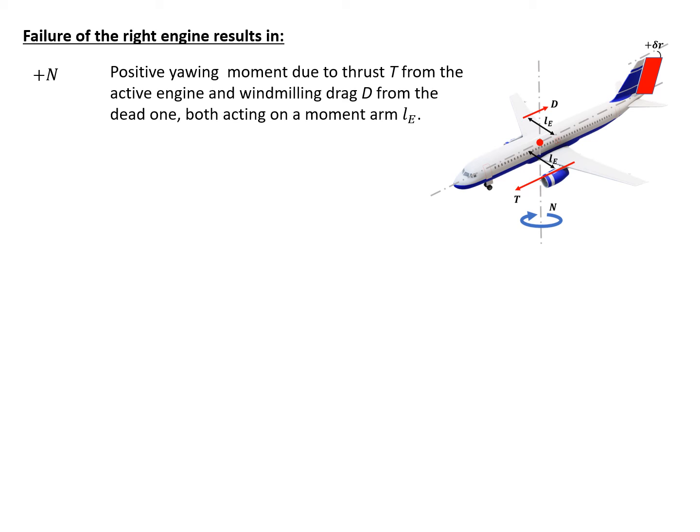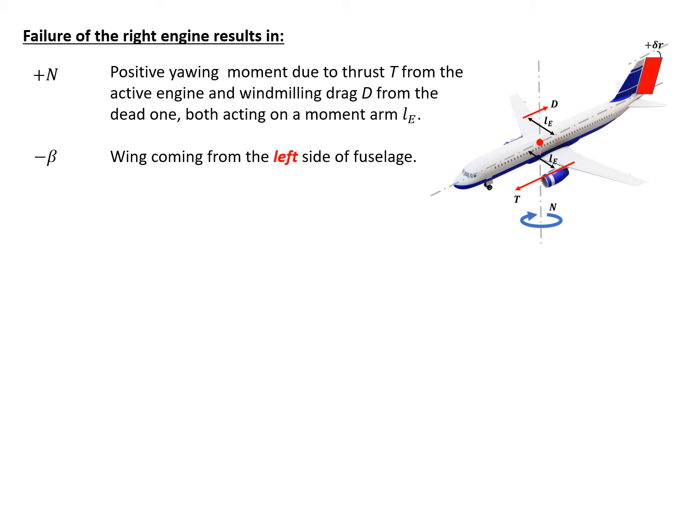And let's do a summary. Failure of the right engine results in a few things. Let's go one by one. First of all, we know there will be a positive yawing moment produced, and this is due to the thrust T from the active engine and the windmilling drag from the dead one, that's the right one in this case, both acting on moment arm LE. So that will produce, in total, a positive yawing moment.